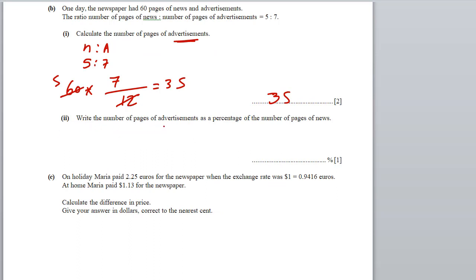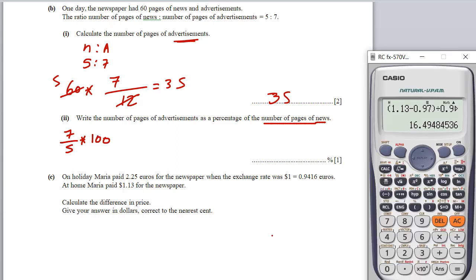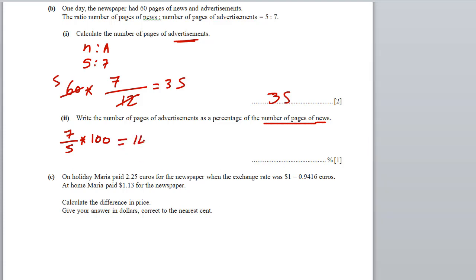Write the number of pages of advertisements as a percentage of the number of pages of news. So I have 7 divided by 5 multiplied by 100. So 7, which is the advertisement, divided by 5 multiplied by 100. So 140%.